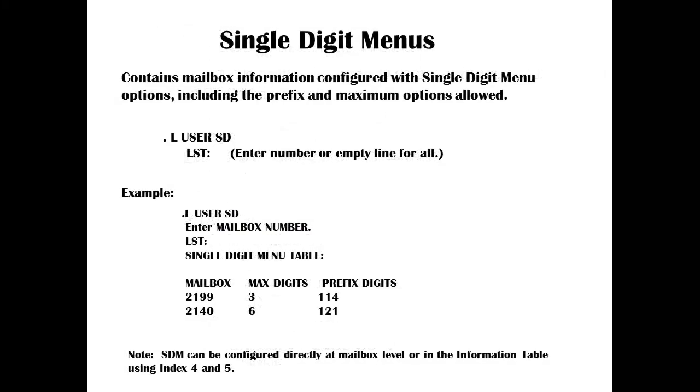The single-digit menu table. This table contains mailbox information configured with single-digit menu options, including their prefix digit and the maximum option allowed. At the update prompt, we enter the L space user space SD command. We then enter either a specific number or an empty line for all.